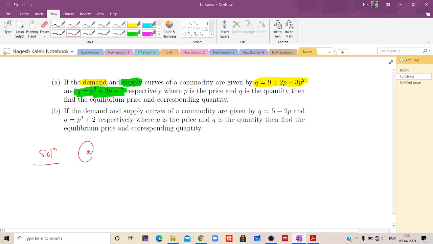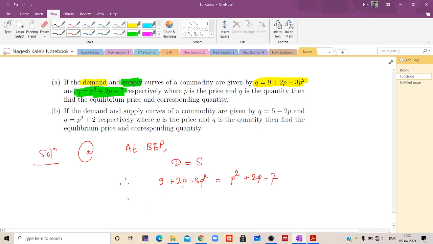Solution of A: I know that at the break-even point, demand is equal to supply, right? So therefore, what is my demand? Demand, highlighted in yellow color, is 9 plus 2p minus 3p square, and this is equal to supply. Supply is p square plus 2p minus 7. So this situation will happen at the break-even point.